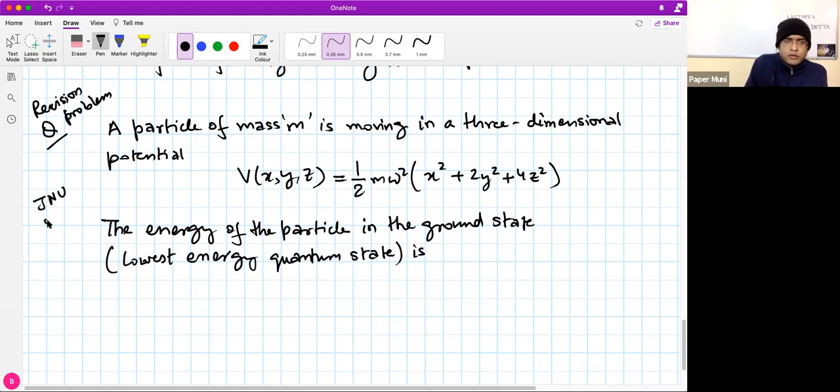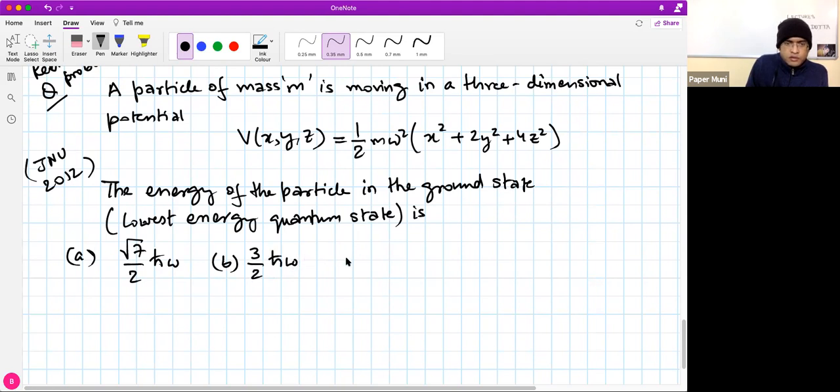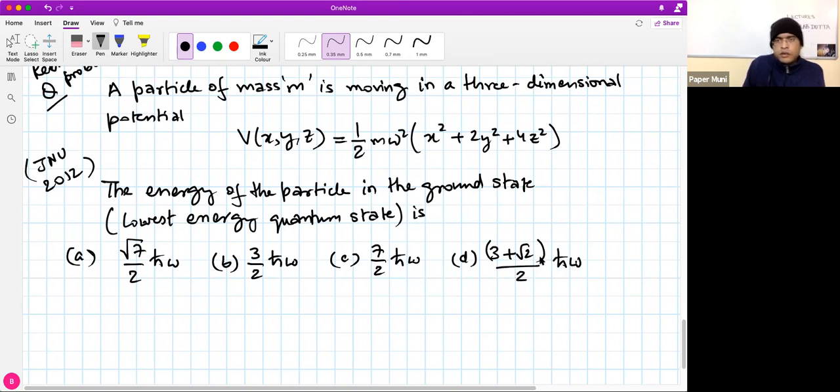This is a JNU problem from 2012. The options given to you are A, root 7 by 2 h cross omega, B is 3 by 2 h cross omega, C option is 7 by 2 h cross omega, and D option is 3 plus root 2, whole over 2 h cross omega. So this is the question given to you.